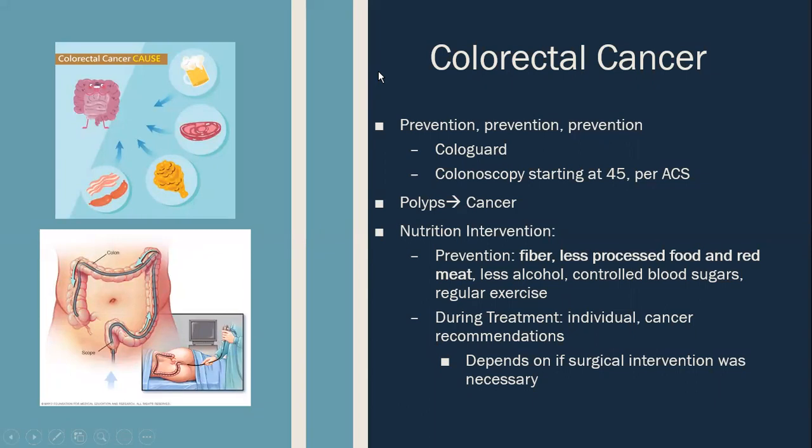Next, we'll take a look at colorectal cancer. The key here is prevention, and that's very evident on the slide, but it's something that we just overlook. The American Cancer Society recommends starting colonoscopies at 45 for adults in the US, and we have Cologuard, which is an easy test that you can do along the way. All of this is to keep any polyps or small growths from becoming a cancer or developing past the point of a polyp.